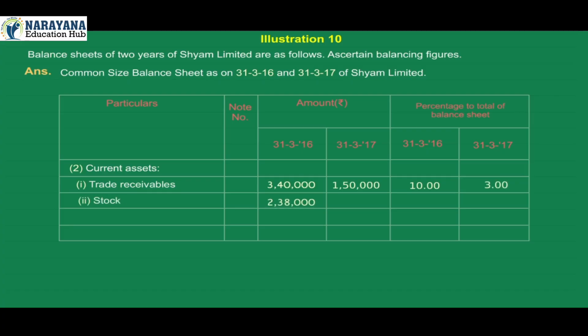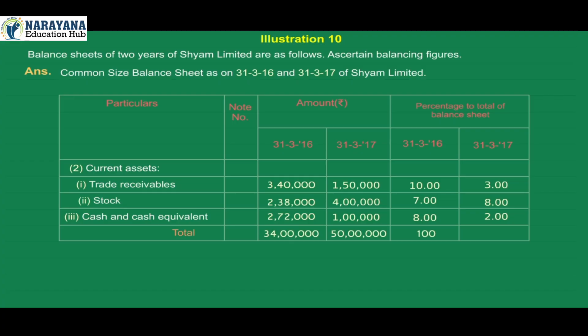2. Stock. 2 lakh 38,000, 4 lakh, 7%, 8%. 3. Cash and cash equivalent. 2 lakh 72,000, 1 lakh, 8%, 2%. Total 34 lakh, 50 lakh, 100%, 100%.